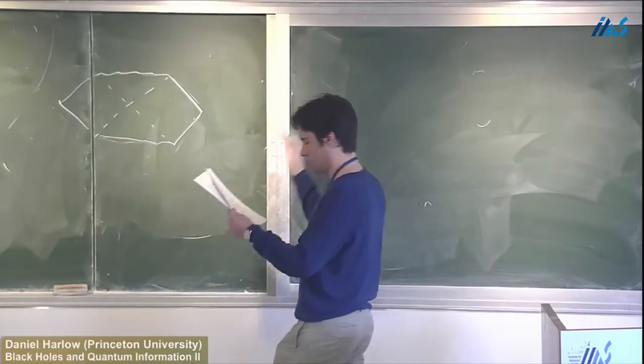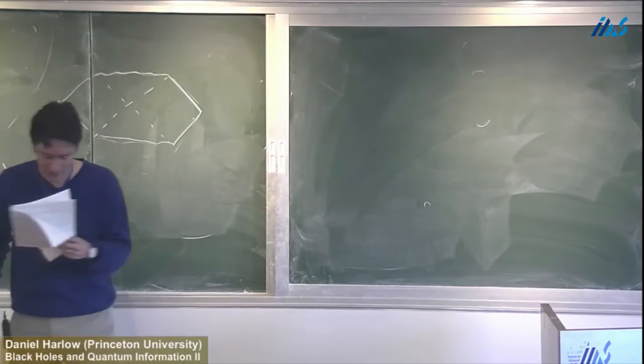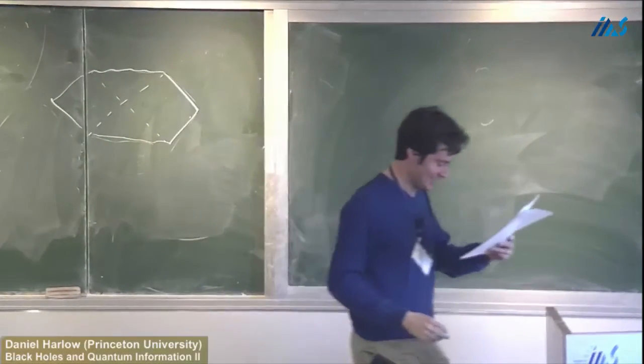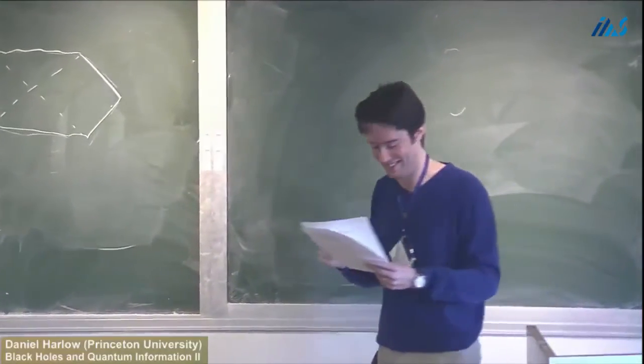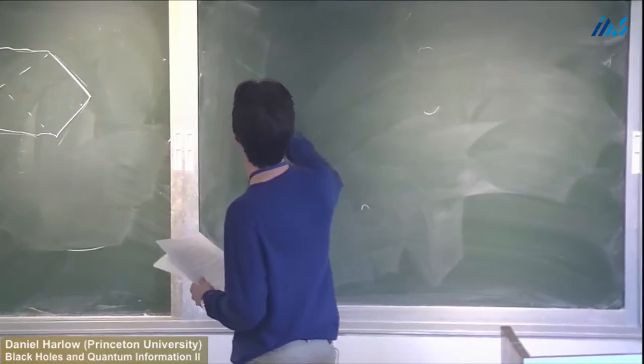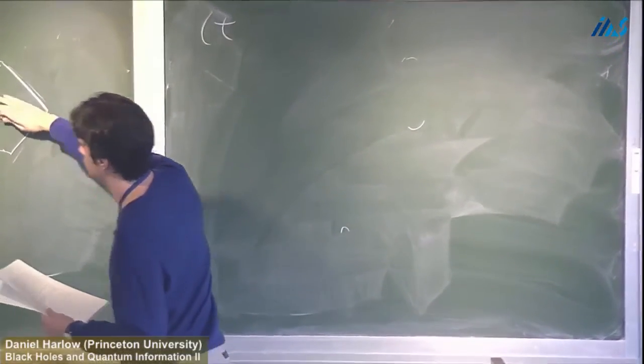I think I see I have a coordinate transformation here. In my defense, it's one I wrote down yesterday. So remember in the Schwarzschild. So I'm now going to just talk about this wedge here.